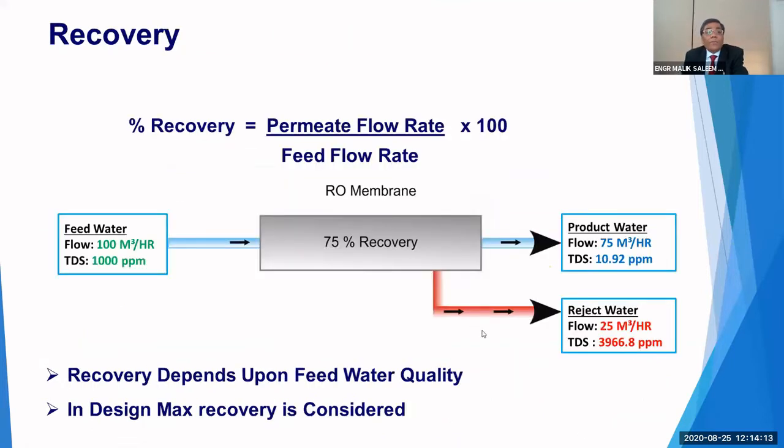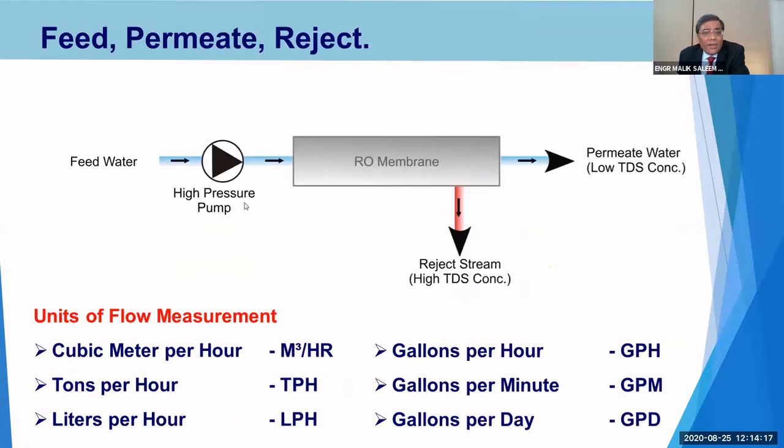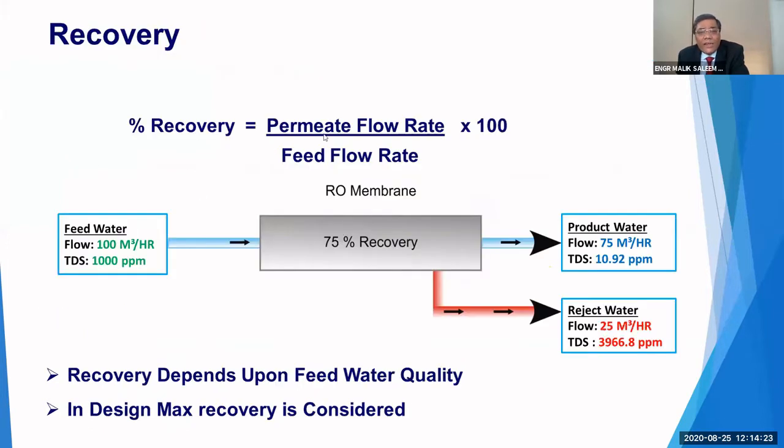Now, we come to the recovery. First, we have learned about the feed, permeate, and reject streams, and now the main thing is recovery. Recovery is basically the ratio of the product water versus the feed water. For percentage recovery, you can see this formula: it is equal to the permeate flow divided by the feed flow, multiplied by 100.